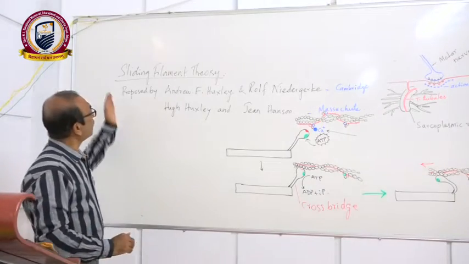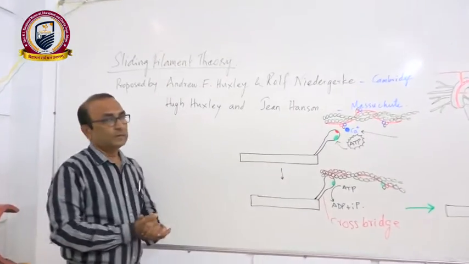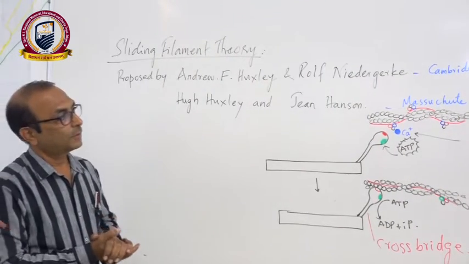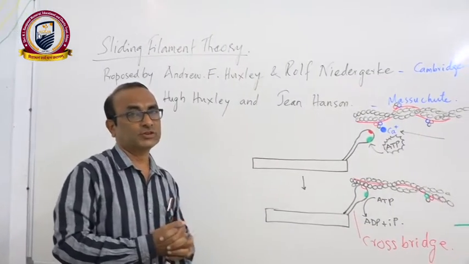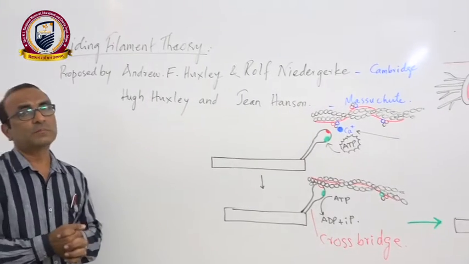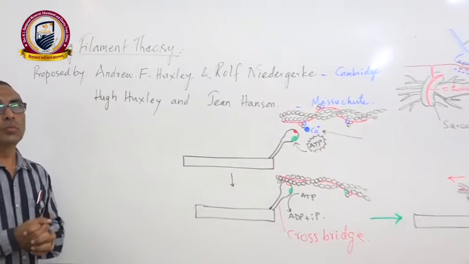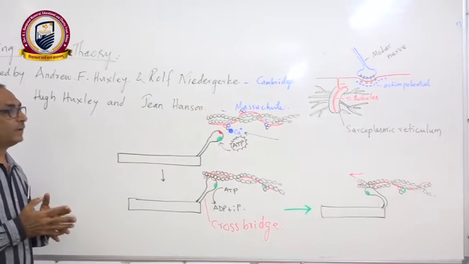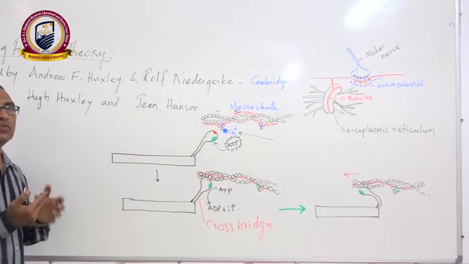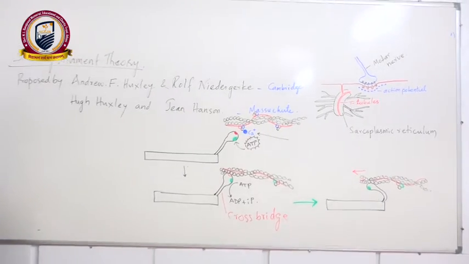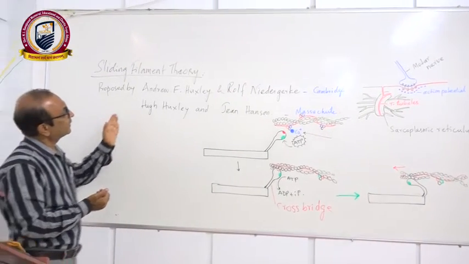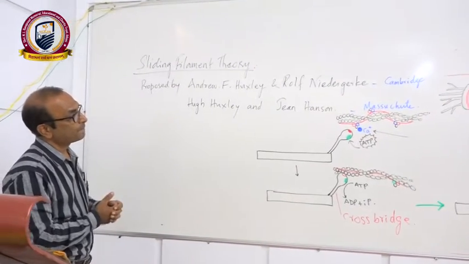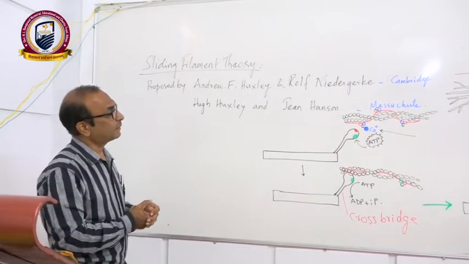Now let us know about the sliding filament theory. This is the famous, very well accepted theory for understanding muscle contraction. As we know, without muscle contraction, we cannot move even a finger of our body. Any part of our body, if you make it move, it is by the help of muscle contraction, and that is very well explained by the sliding filament theory, which was proposed in, I think, 1954.